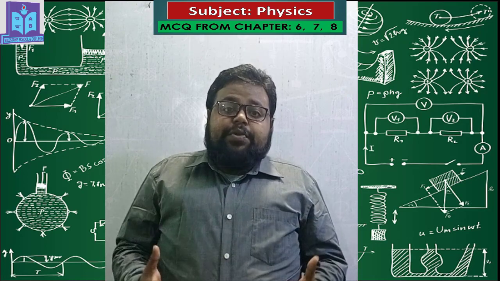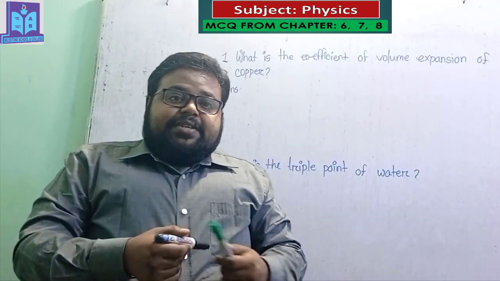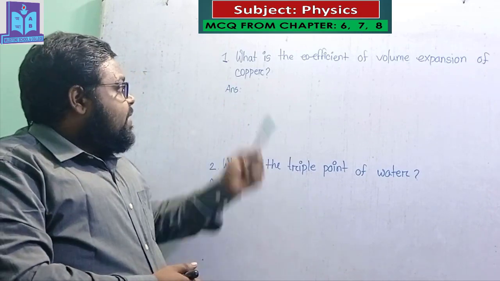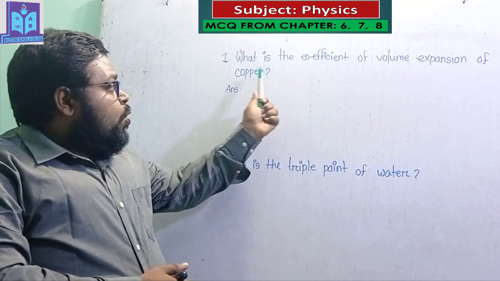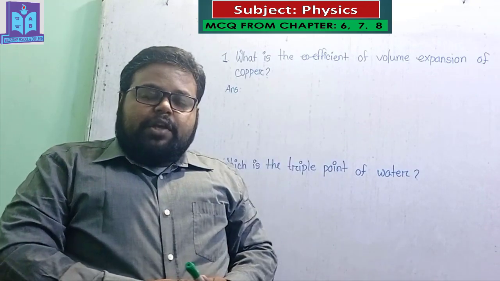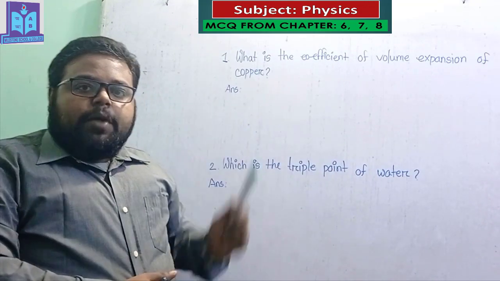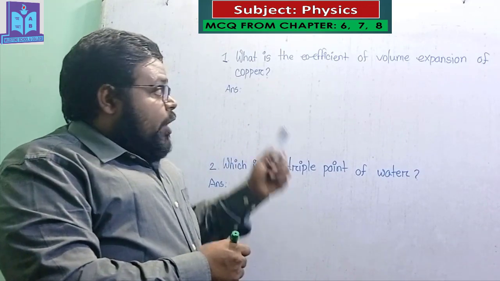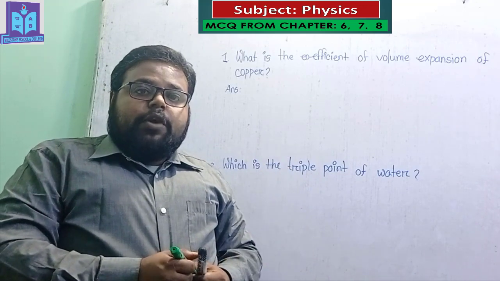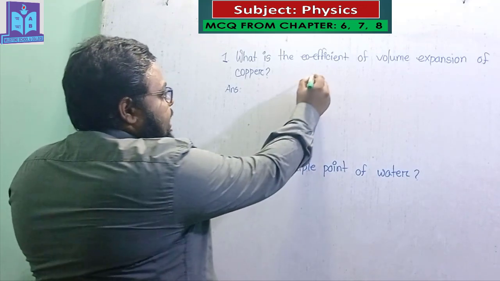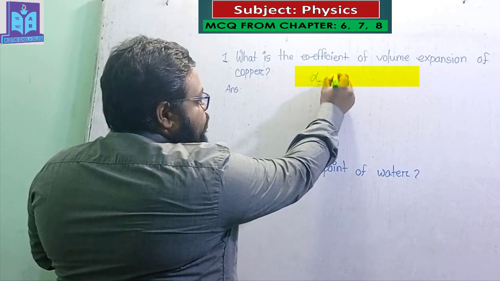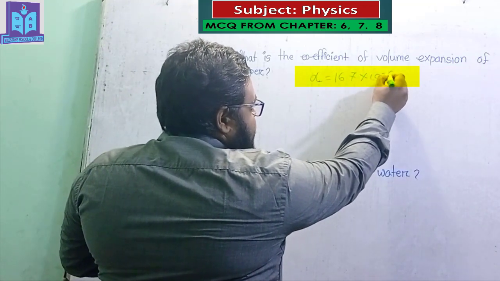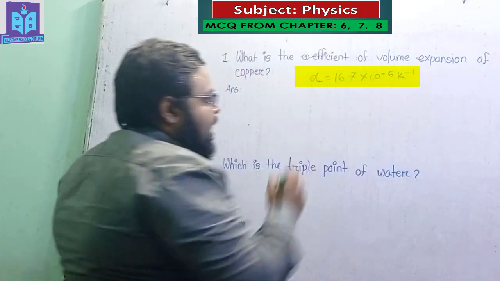Today I will discuss with you some MCQ. Dear student, here you can see that this is our first question. And the question is, what is the coefficient of volume expansion of copper? We know that the coefficient of linear expansion of copper, alpha, equals 16.7 into 10 to the power minus 6 per Kelvin.